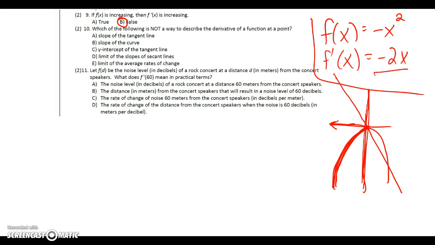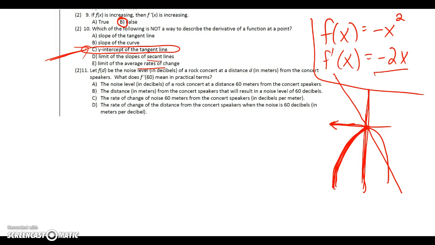So that's false. Okay, number 10. Which of the following is not a way to describe the derivative of a function at a point? Well, we've never talked about y-intercepts when we talk about derivatives. We've definitely talked about limits of secant lines, limits of the average rate of change, and so on. So C is the one that's not a way to describe a derivative.